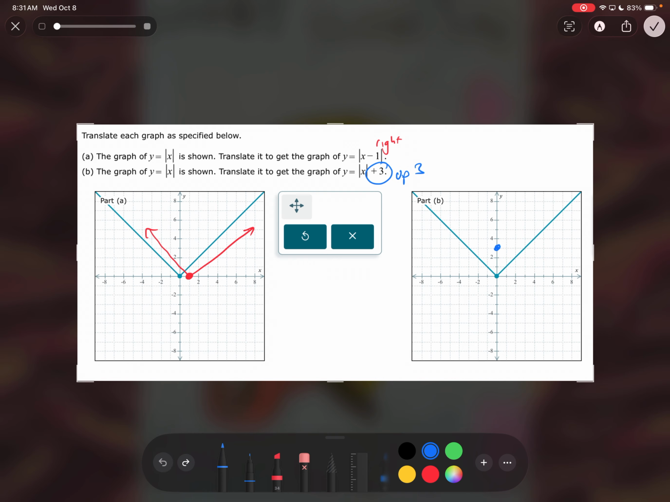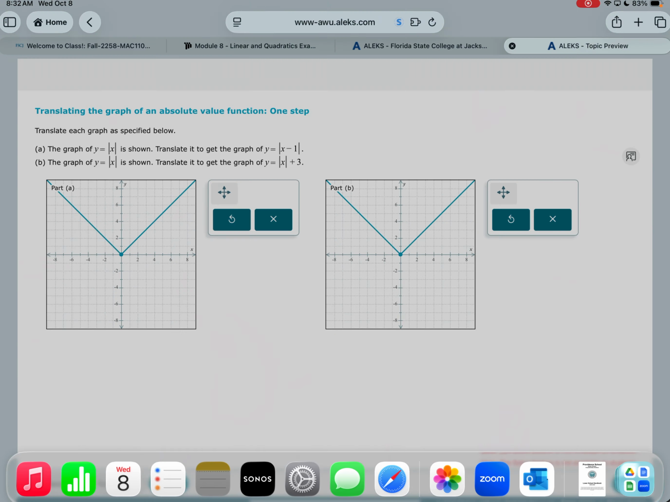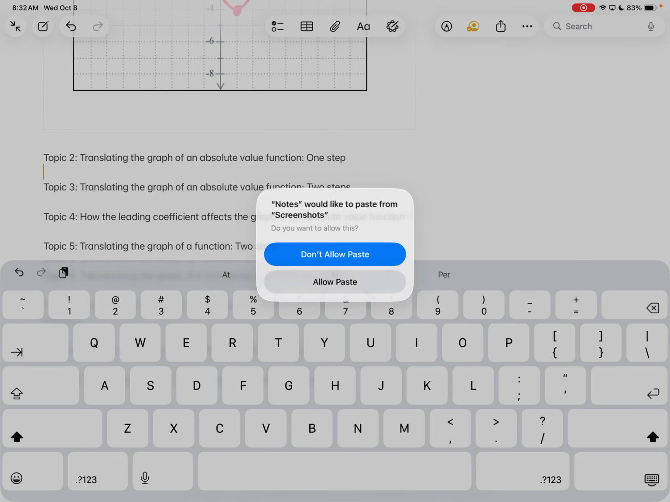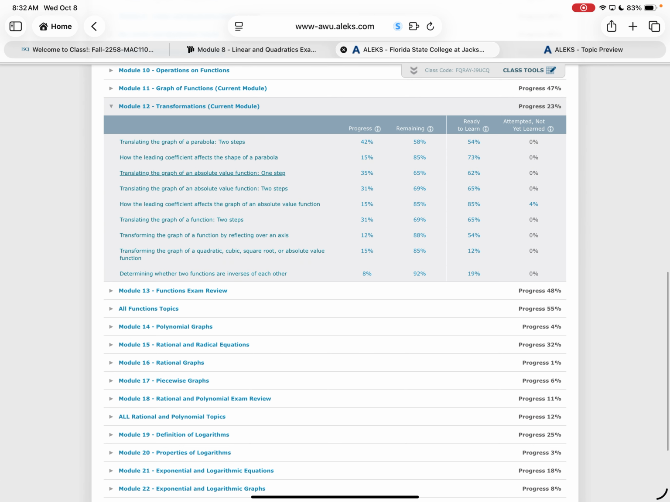So again, the idea right here is that you can look at a graph and get a pretty good idea of what it looks like. You can actually draw it by just knowing what the adding, subtracting, and multiplying is doing to these. What's next? Absolute value function with 2 steps.